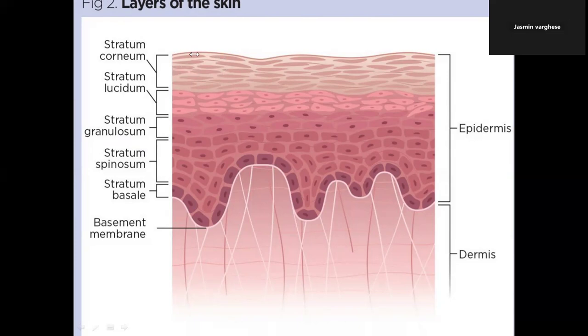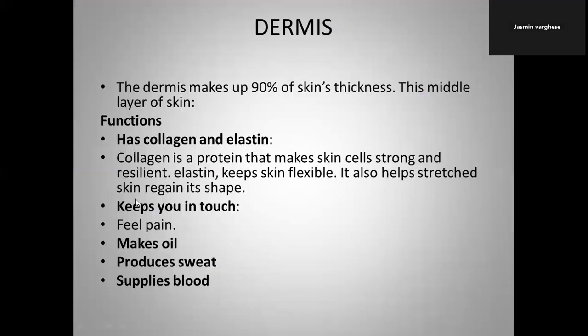The keratin present in this stratum corneum will define the color of a human being. Then we can see stratum lucidum. It is present in the middle of stratum corneum and stratum granulosum. Less keratinized, in this image, in this color, you can see that. Then stratum granulosum, then stratum spinosum, then last stratum basale.